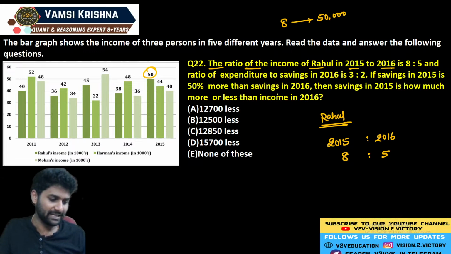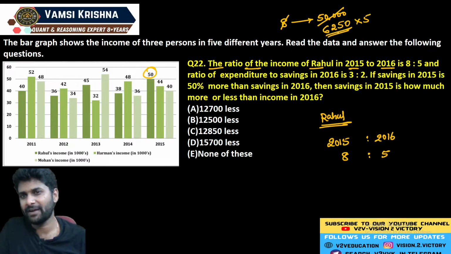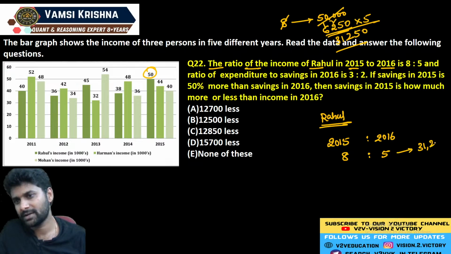Now you already know the calculation. 8 sixes are 48, 8 twos are 16. It's a value of 6,250. If you multiply it by 5 times, 5 fives are 25, 5 twos are 10, 12, 5 sixes are 30. It's a value of 31,250. You will get one piece of information.